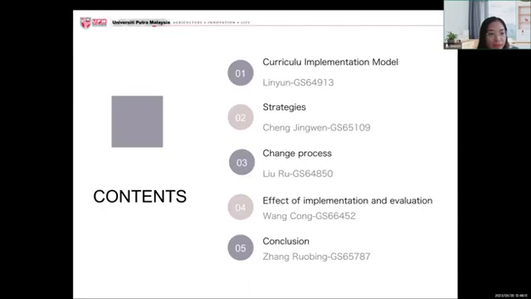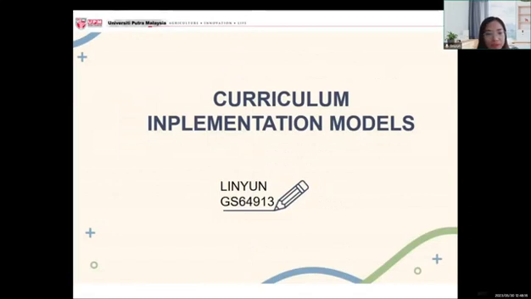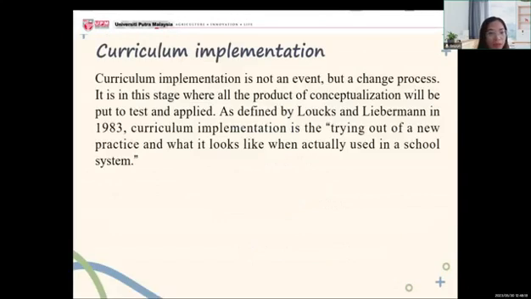First, I'd like to make some explanation of curriculum implementation. Curriculum implementation is not an event, but a change process. In this stage, all the products of conceptualization will be put to test and applied. As defined by Locke and Lieberman in 1983, curriculum implementation is the trying out of a new practice and what it looks like when actually used in a school system.